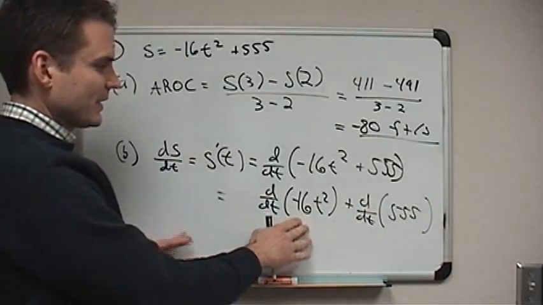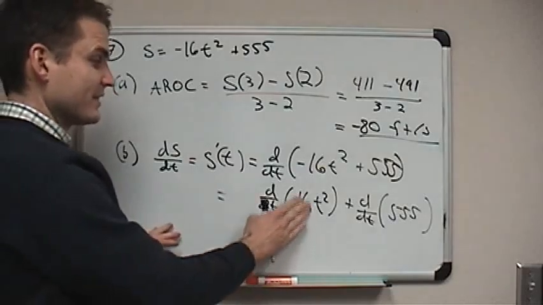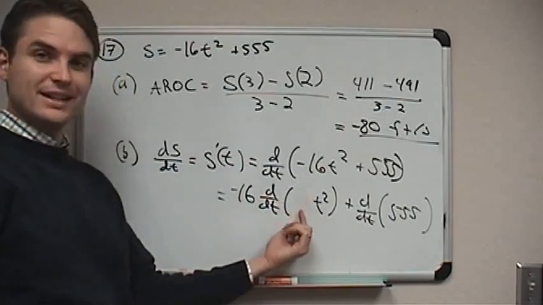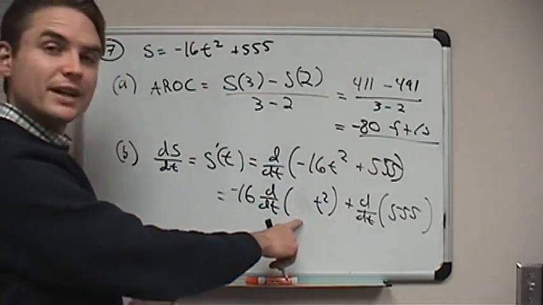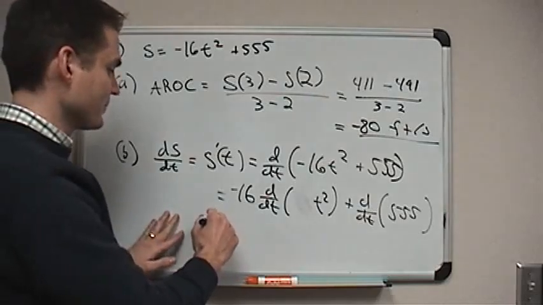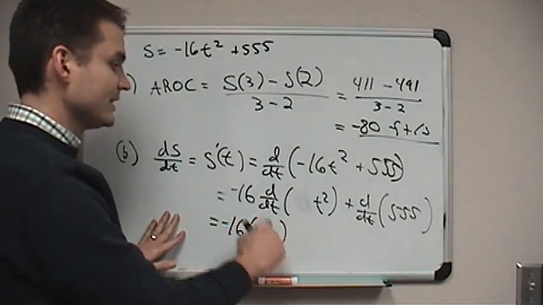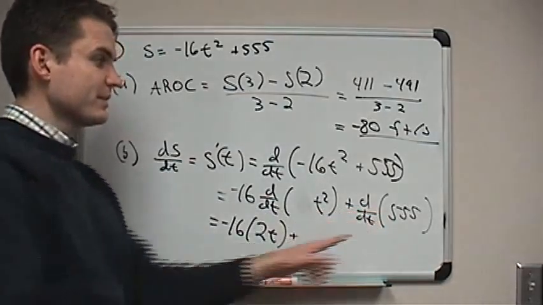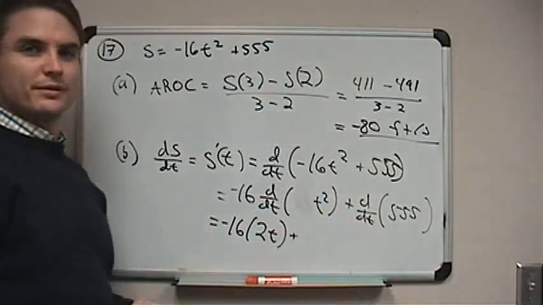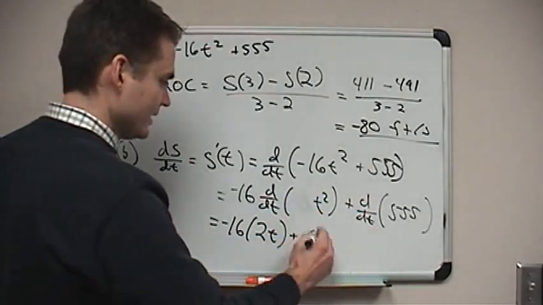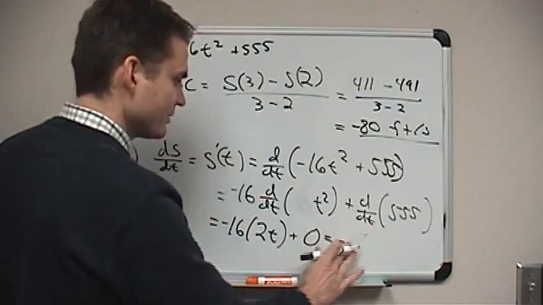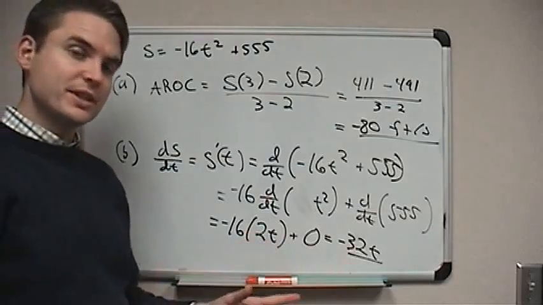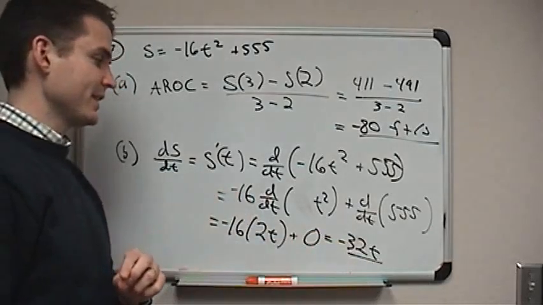But the next thing I would do to compute this derivative is factor that negative 16 out front. Okay, because in this term now I just have negative 16 times t squared. Well, the constant multiple rule says I can factor that out front. Okay, so I get negative 16 times the derivative of t squared, which is 2t, plus the derivative of 555. Of course, the derivative of any constant is 0. Okay. So what I get here is negative, let's say that'll be negative 32t. Okay. So that gives me the velocity in feet per second at any time, the instantaneous velocity.